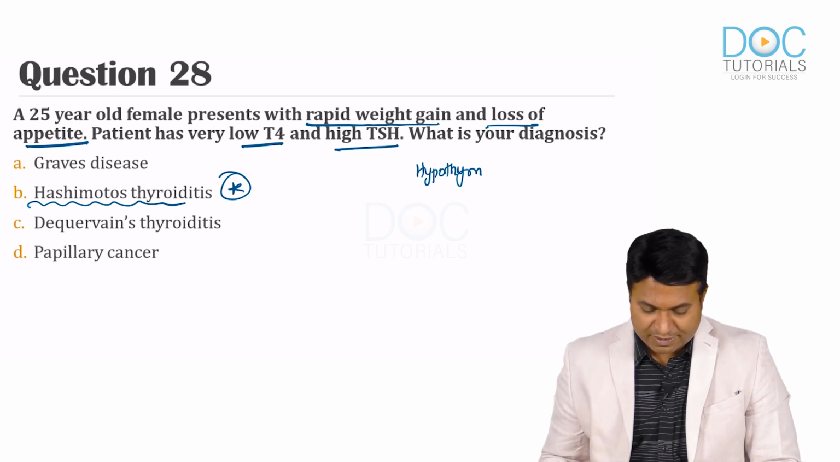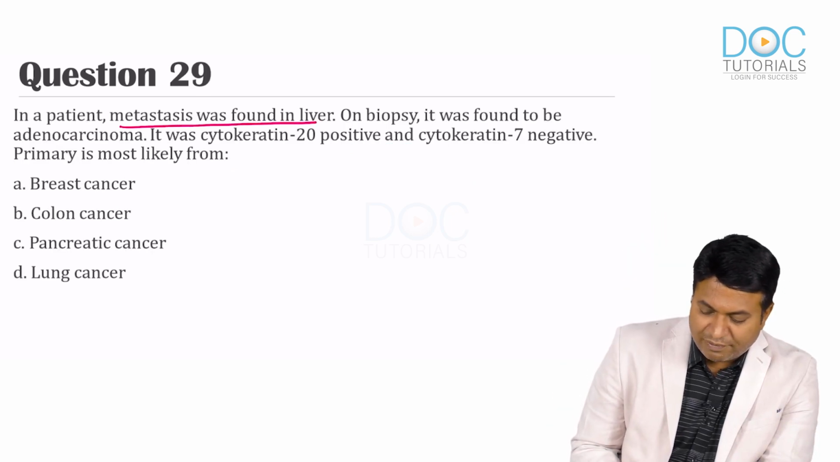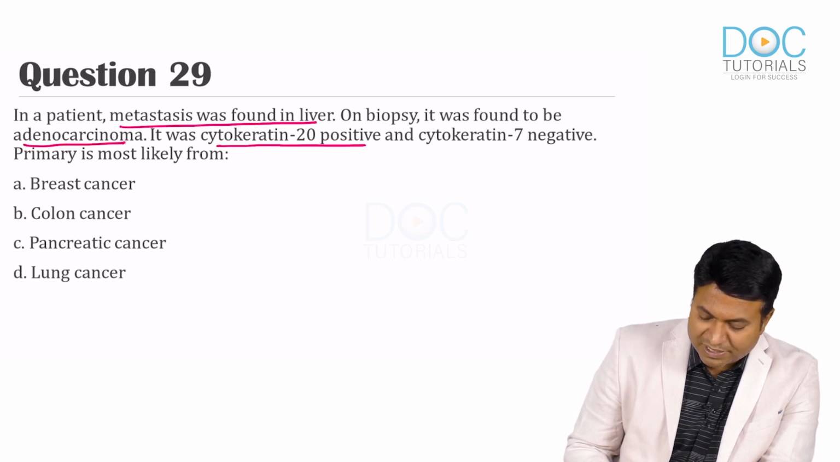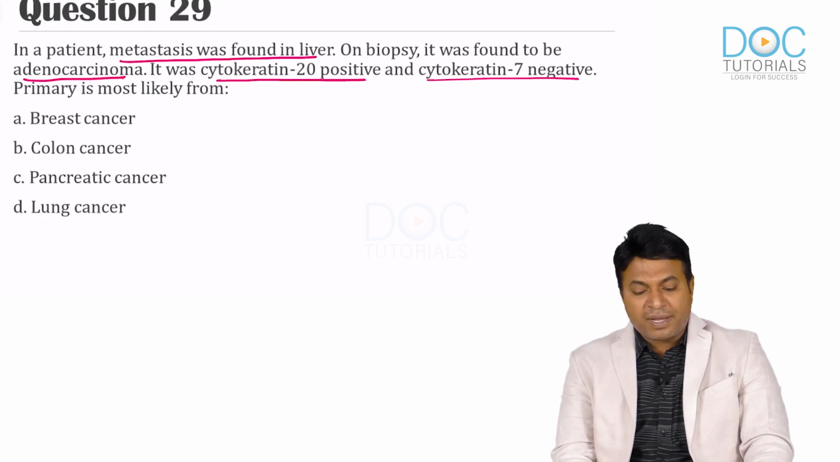Okay, Hashimoto's thyroiditis. In a patient, metastasis was found in the liver. On biopsy, it was found to be adenocarcinoma. Cytokeratin 20 positive and cytokeratin 7 negative. This primary is most likely from.